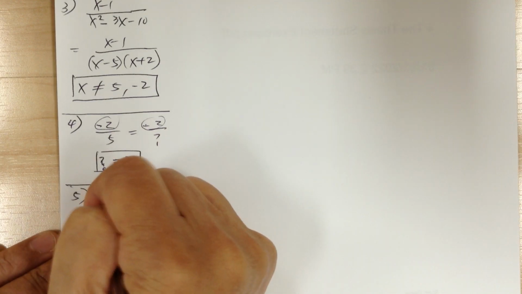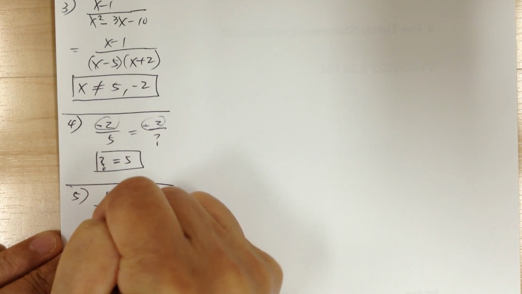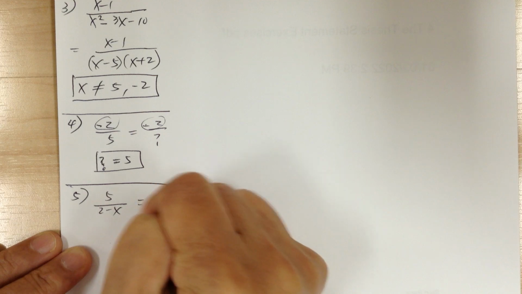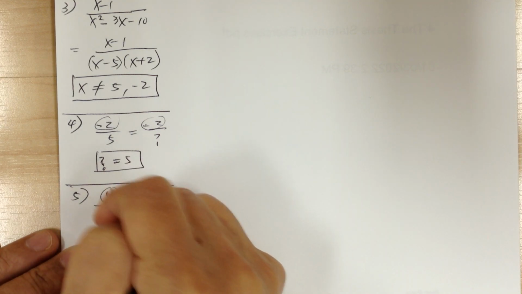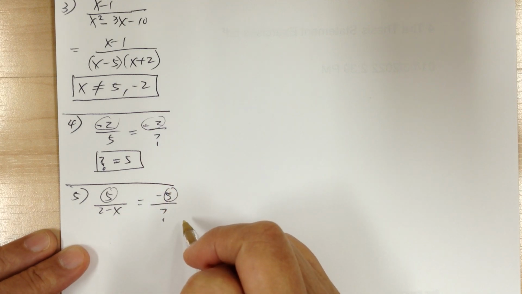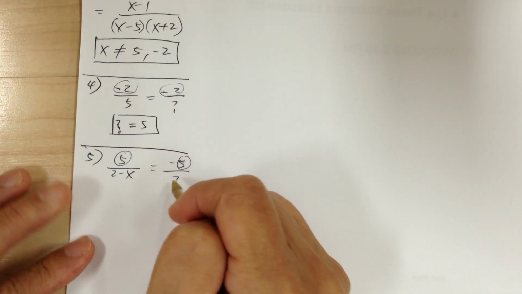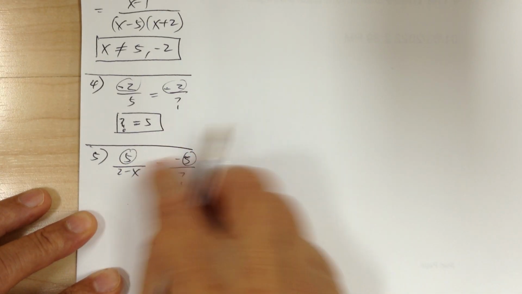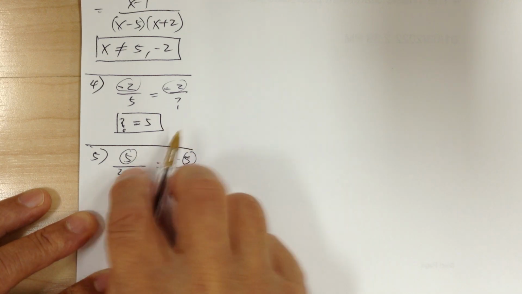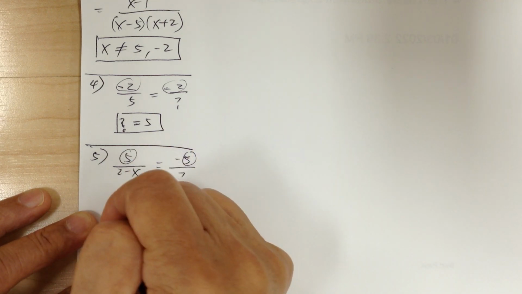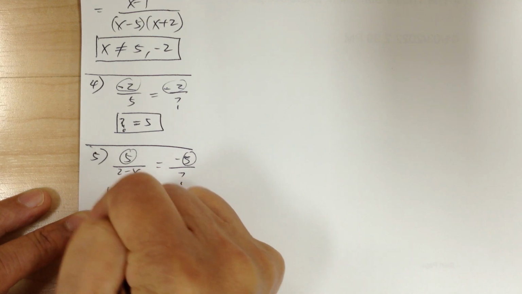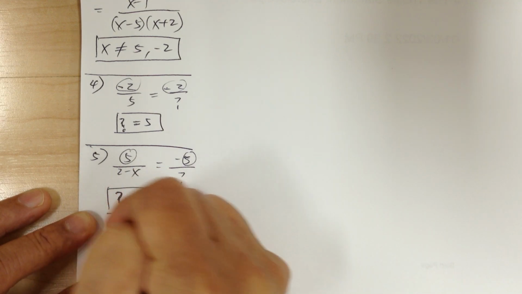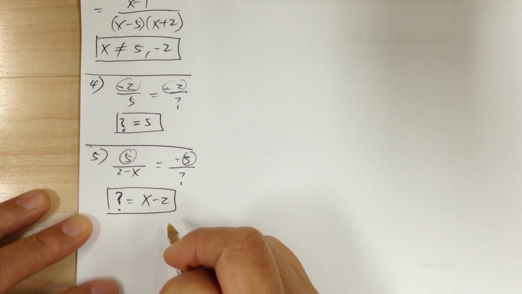Okay, number 5, you have 5 over 2 minus x equal to negative 5 over question mark. So 5 matches with the 5, and so what you do is you can move this negative over here. When you use the negative, you can switch the subtraction terms. So question mark is going to equal x minus 2. So again, you can use the negative to switch the subtraction.